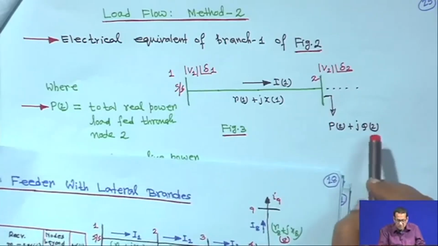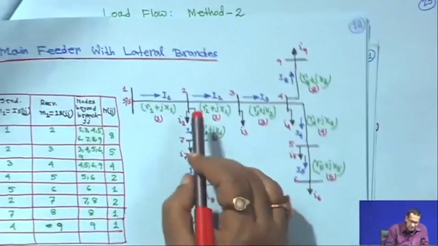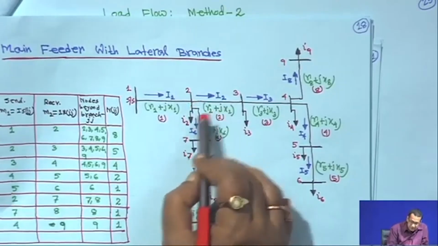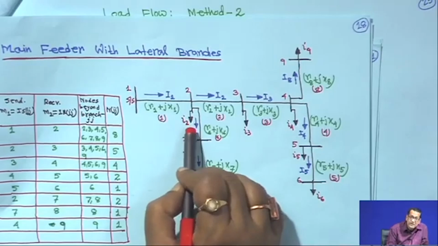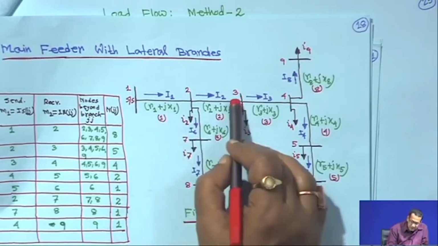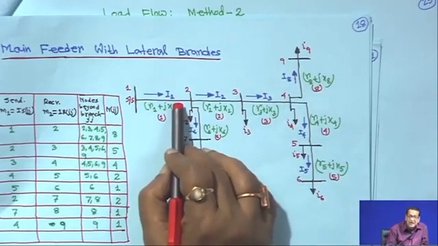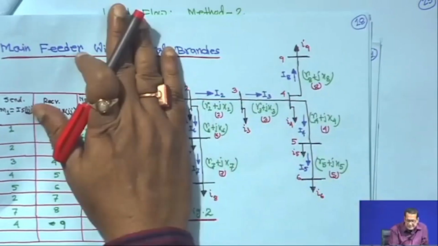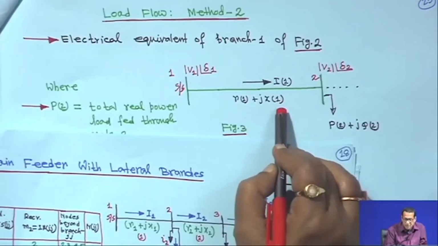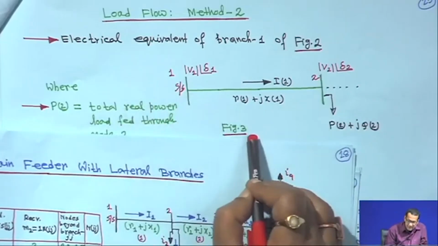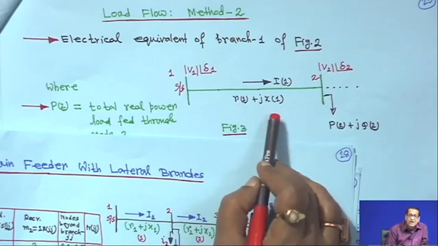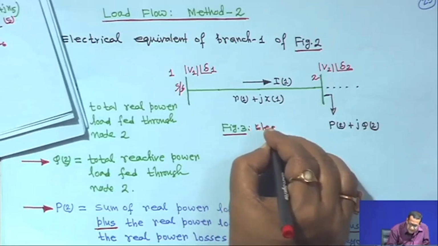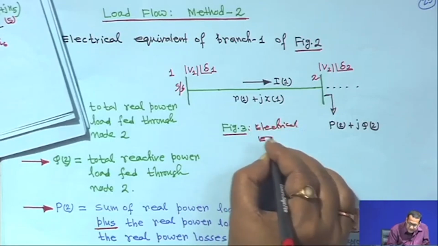Similarly, when you consider the reactive power load, the total reactive power load fed through node 2, that is Q2, will be the reactive load of node 2 itself, plus the reactive load of all the nodes beyond this branch, plus the reactive power losses of all the branches beyond branch 1. This is branch 1. Here I have just marked figure 3, but this is the electrical equivalent of branch 1.